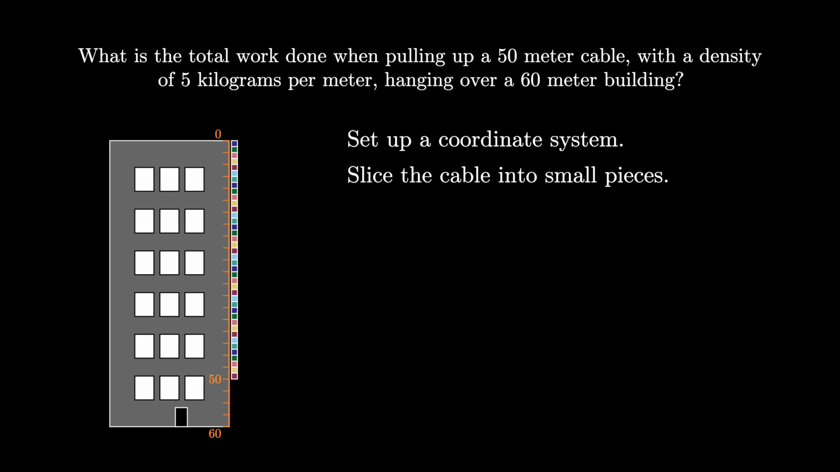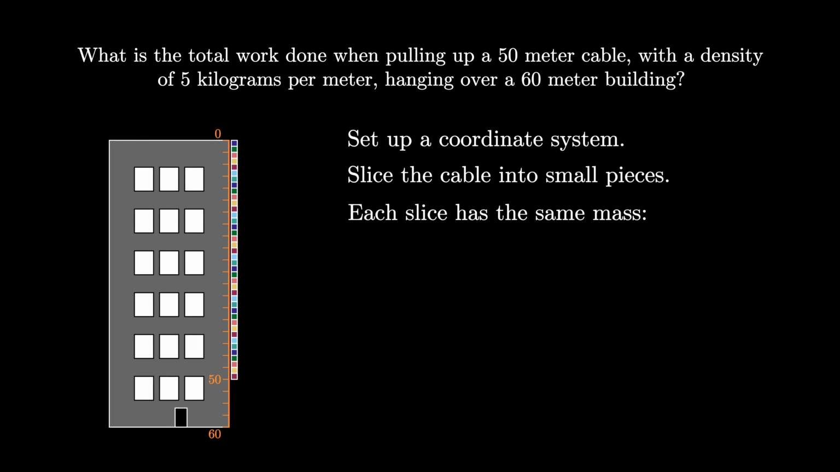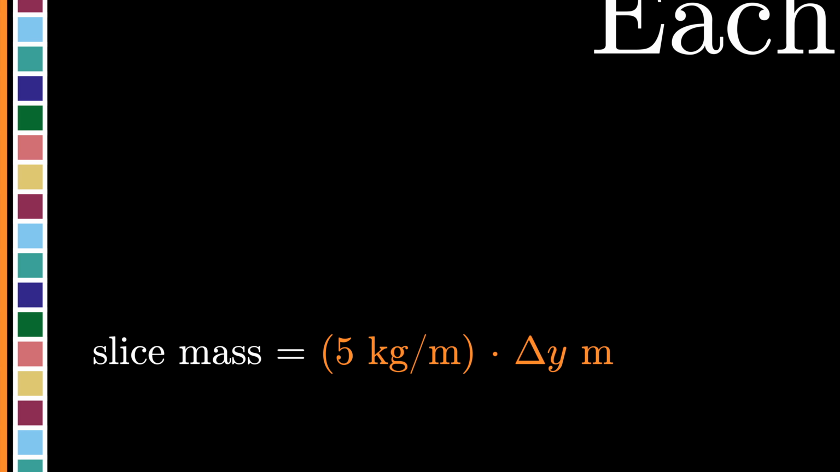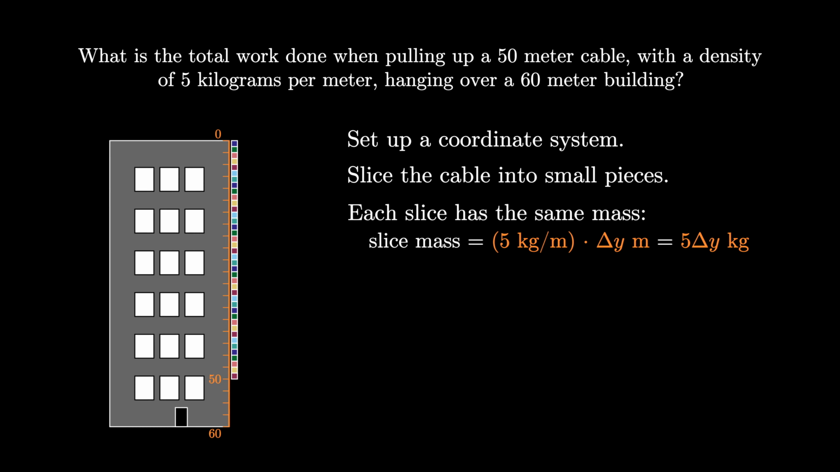With this setup, we can analyze the work done to pull each individual slice, using an assumption that the entire slice has a constant mass and moves a fixed distance. First, we note that each slice has the same mass. If we zoom in, we can say that the length of a slice is delta y meters. Then because the density of the cable is 5 kilograms per meter, the slice has a mass of 5 delta y kilograms.